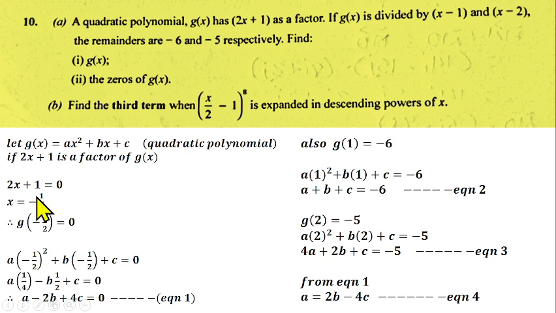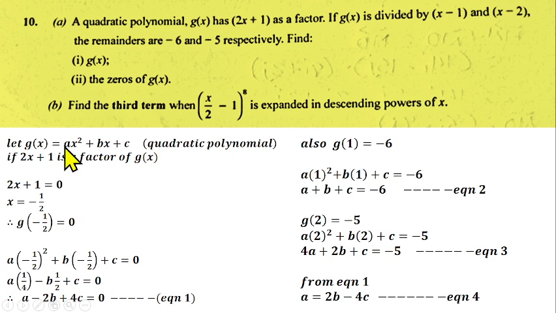That means if I substitute this value into g of x, the answer should give me 0, because this is a factor of this. So if I substitute minus 1 over 2 into g of x, the remainder should be 0. If I put that into this quadratic g of x, the answer should be 0. So anywhere I see x, I put minus 1 over 2.